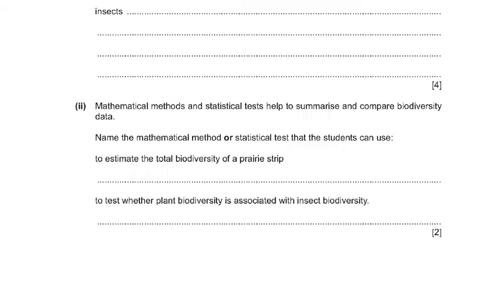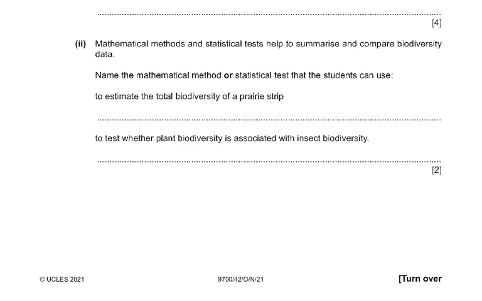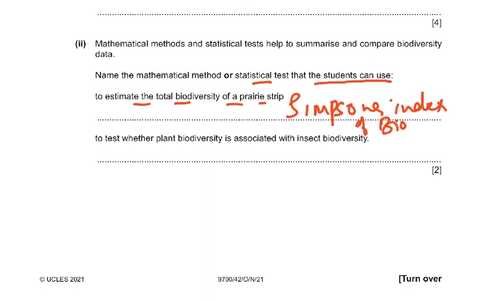Then mathematical methods and statistical tests help to summarize and compare biodiversity. Name the mathematical method or statistical test that the students can use to estimate the total biodiversity of a prairie strip. Now you know that is Simpson's index of biodiversity. Simpson's index of biodiversity. Then, to test whether plant biodiversity is associated with insect biodiversity.